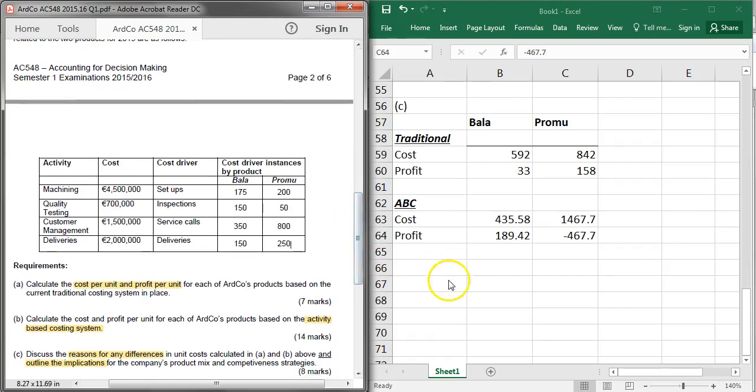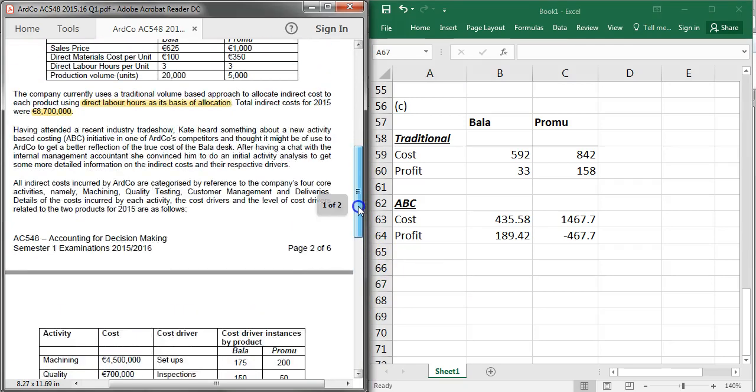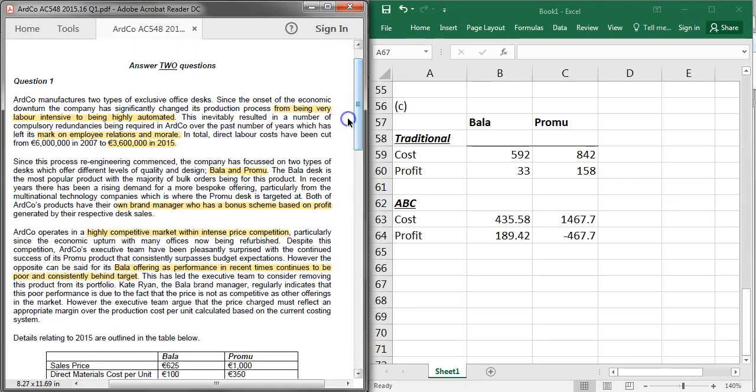The implications then, the good students will link it to information in the question. So remember, you go back, why do we highlight these things? You'll link it to say, well, if we change this system now, that's going to have an impact on the brand manager's bonus. Right? The promo brand manager is going to have a big surprise because they're going to be loss making as opposed to being profitable. So they'll have no bonus. And the Bala manager is going to have an even bigger bonus. So that needs to be managed in terms of conflict and expectations.